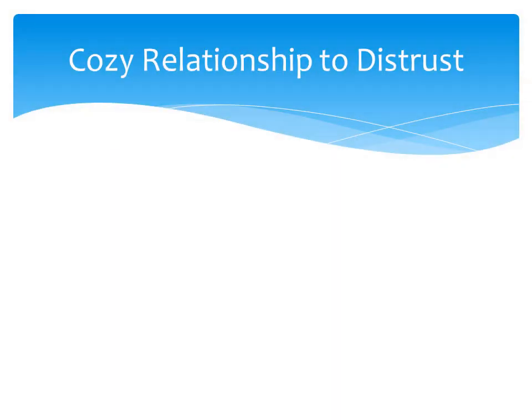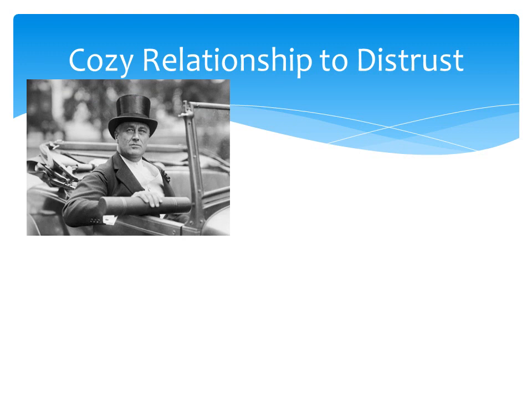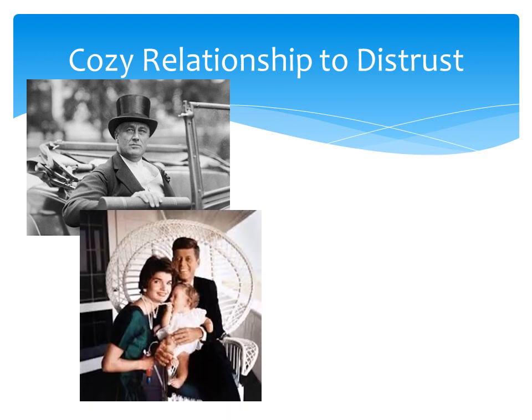Early American presidents enjoyed a cozy relationship with the U.S. media. Take, for example, President Franklin Delano Roosevelt, who the media never reported was confined to a wheelchair as an effect of polio, and President John F. Kennedy, whose extramarital affairs were not really revealed to the public until far after his untimely death.